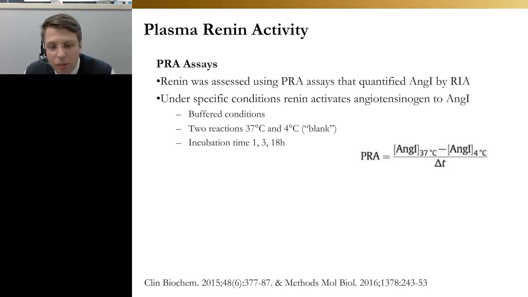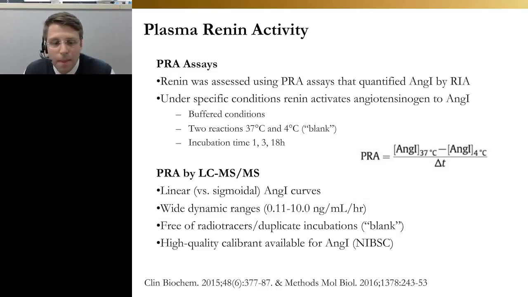Also, incubation times for these assays can vary from 1 hour all the way out to 18 hours as recommended for low renin specimens. In addition, with the advent of LCMS-MS for angiotensin 1 measurement, there have been many analytical advantages to plasma renin activity, such as the linear calibration curves versus the sigmoidal curves that you would see for the radioimmunoassays. There's a wider dynamic range, especially at the low end of plasma renin activity, and the LCMS-MS methods are eliminating the need for radio tracers and blanking incubation.